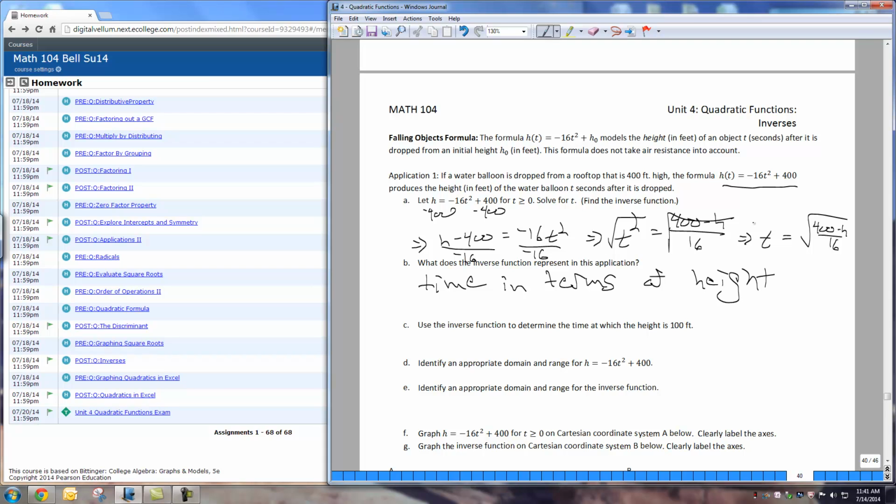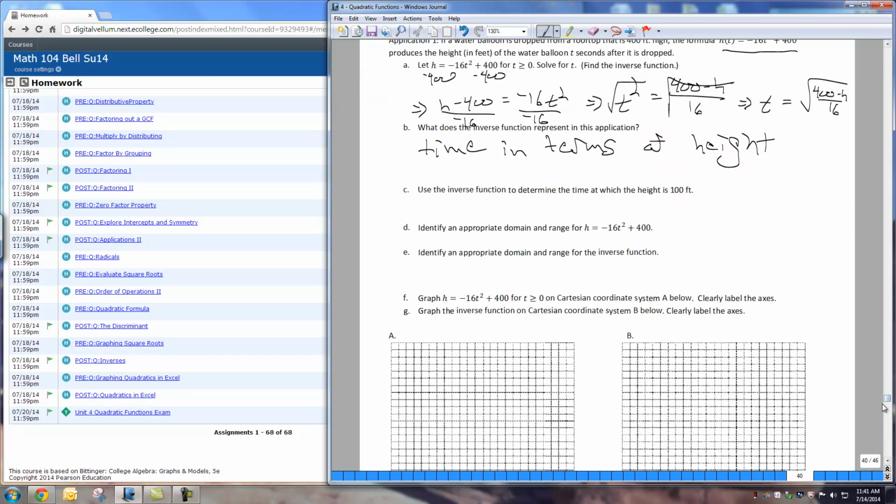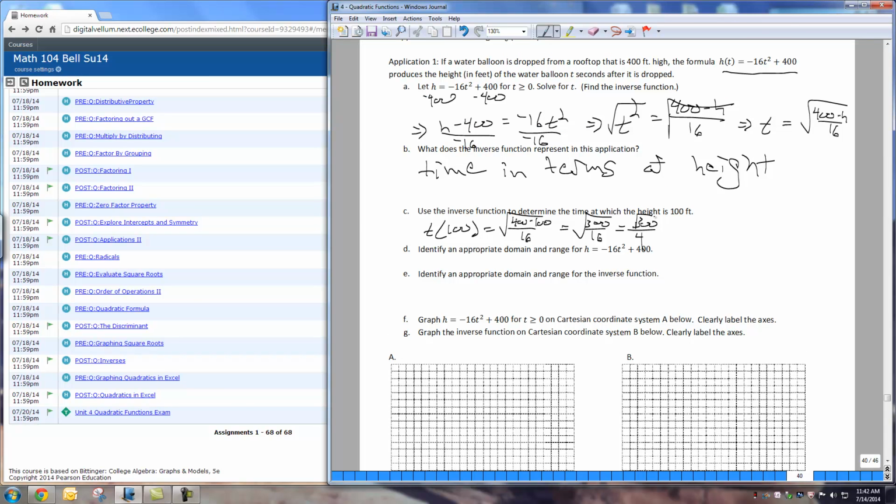Where the original function gives us height in terms of time. So now it says use the inverse function to determine the time at which the height is 100 feet. So I'm just going to plug in 100 for h and solve for t. So t of 100 equals the square root of (400 minus 100) over 16, which equals the square root of 300 over 16, which equals the square root of 300 over 4.